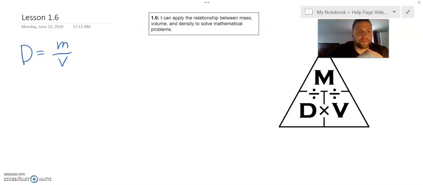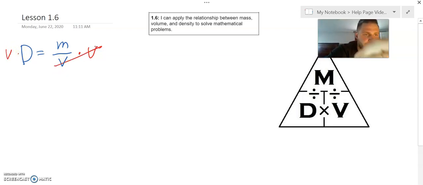So let's solve for mass now. Here's what we have to do. We're going to multiply by v on both sides, and what that's going to do is get rid of this v here. And we can rearrange the equation. So now it says mass is equal to density times volume.